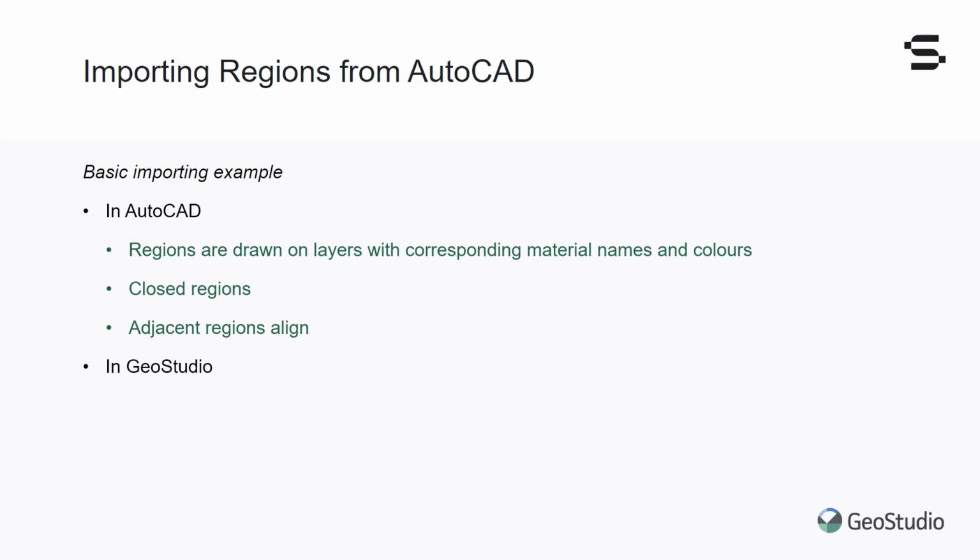Once the problem geometry is defined in AutoCAD and the file is saved to either DXF or DWG, the geometry can then be imported into GeoStudio. The imported information includes the regions and basic material definitions. The following video will demonstrate the creation of well-defined polyline geometry in AutoCAD. This geometry will then be imported into GeoStudio as regions.